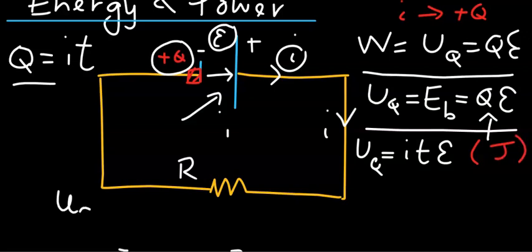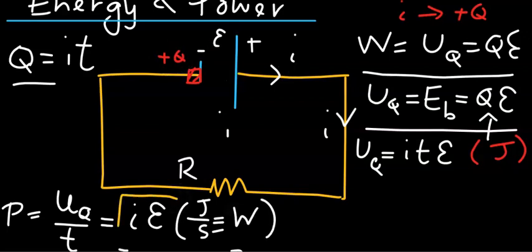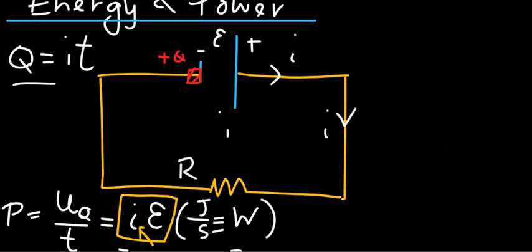Now by taking this potential energy and dividing it by time, you will get I times the EMF. And this is defined as power supplied by the battery. And the unit is, of course, joules per second, or quite simply watts. So this is an important result. Power supplied by the battery with EMF E is quite simply I times E, where I is the current created by the battery. Now let's see what happens as the current goes through the resistor.